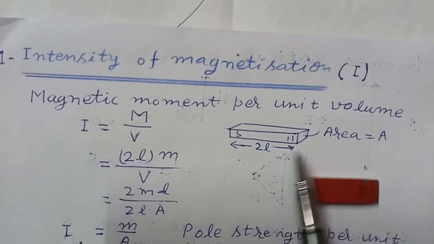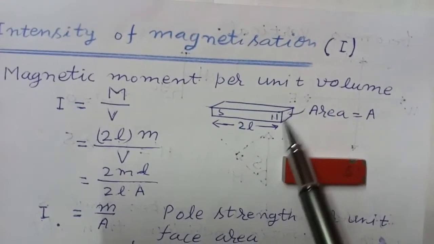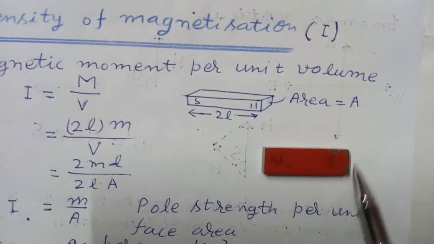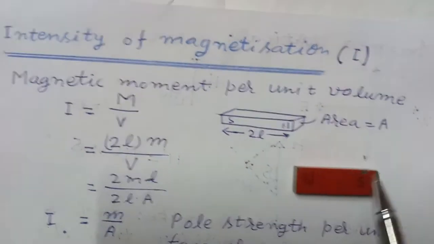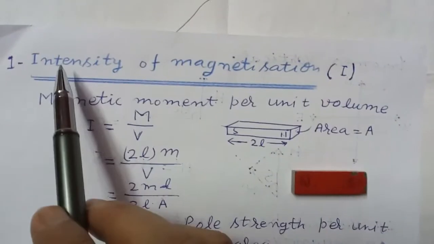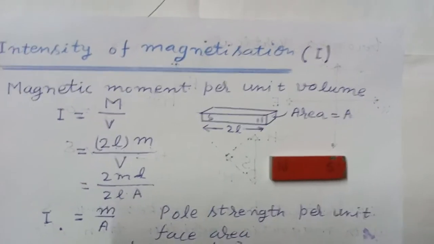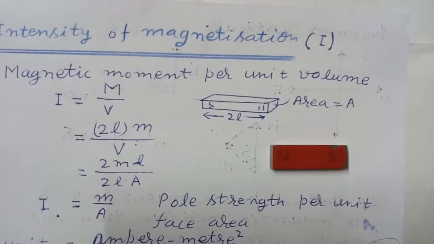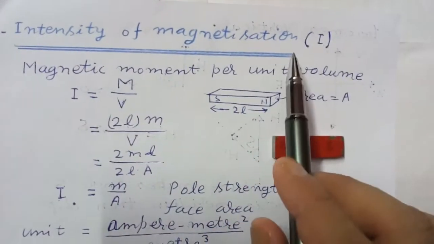This is a diagram of a bar magnet. Its effective length is 2l and the face area of this face is capital A. Suppose the magnetic dipole moment of this bar magnet is capital M. Magnetic moment per unit volume is known as intensity of magnetization. This is related to the strongness of the magnet. If the magnet is strong, meaning it attracts more iron filings, then we say that its intensity of magnetization is capital I.